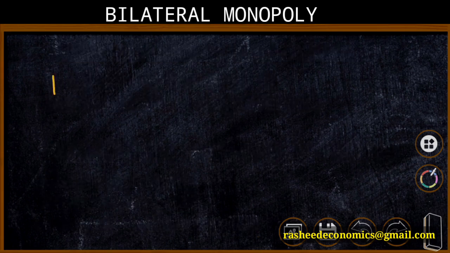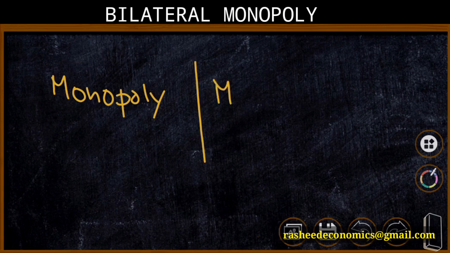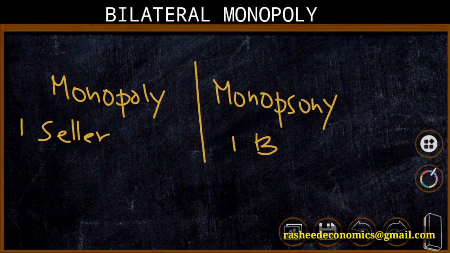In the coexistence of monopoly and monopsony, we have one seller on one side and one buyer on the other side. In case of monopoly, the seller is having the control, and in case of monopsony, the buyer is having the control. Monopolist wants to have maximum profit and monopsonist wants to have maximum utility. Therefore, the equilibrium condition is indeterminate.